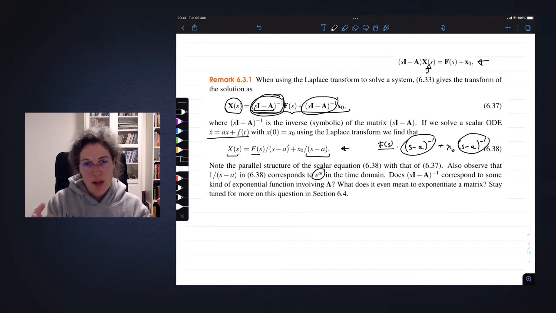So if we were to just look at parallels, we'd wonder, could it be that this thing over here corresponds to something weird like e to the at, to draw the parallels together? And in fact, it's going to turn out we can define the matrix exponential in such a way that this is the case, which is going to be kind of pleasing.